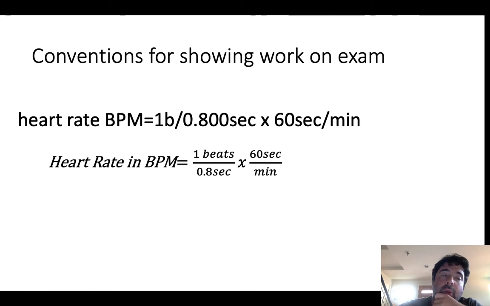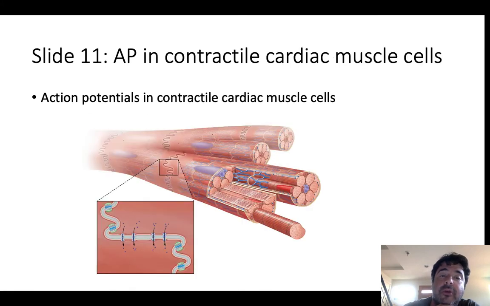So when you think about conventions for showing the work, here I have the equation written out where the numerator and the denominator are split by this horizontal line. You can also draw a dashed line. This is one beat for every 0.8 seconds multiplied by 60 seconds per minute. I know that this and this mean the same thing. If you feel uncomfortable with that, we can work through plenty of practice problems when we get into our study session and review of the heart for that week.